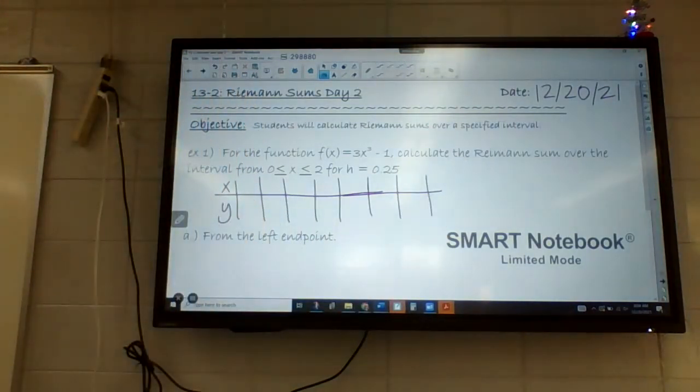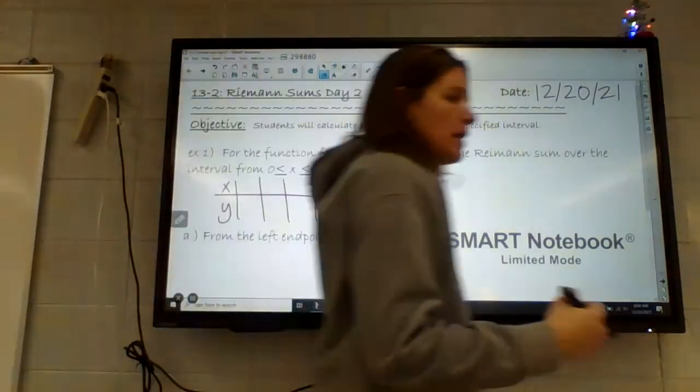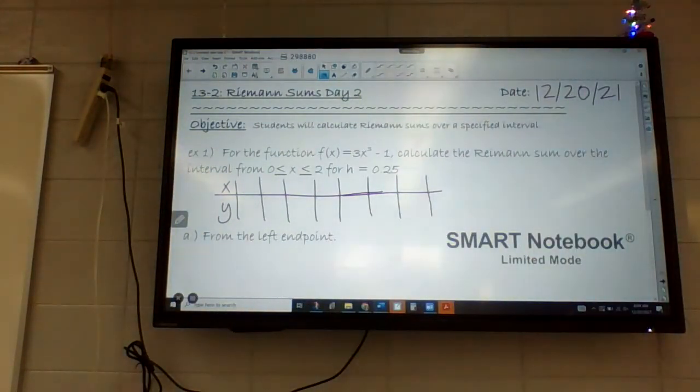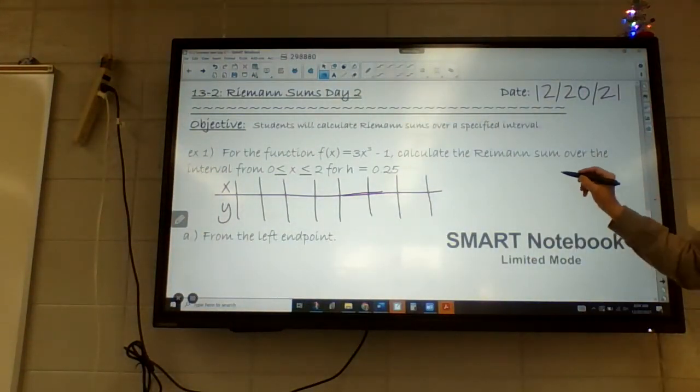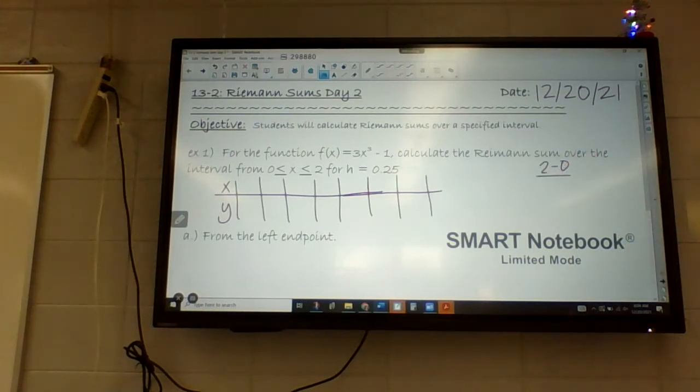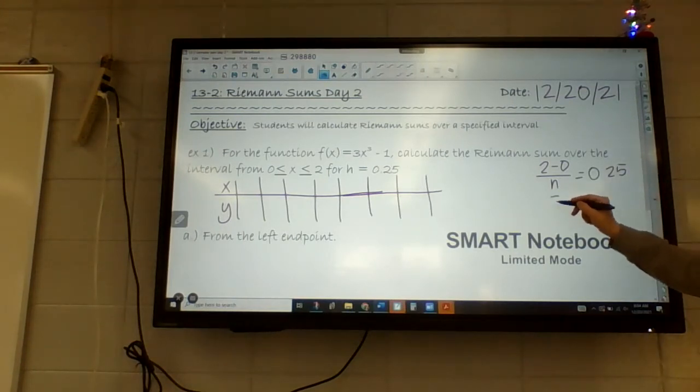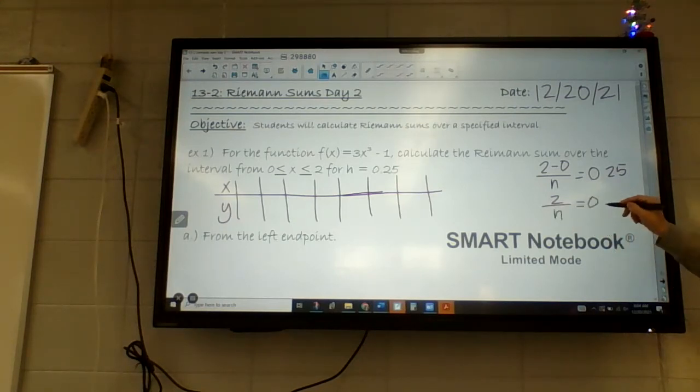What might be good is to figure out what n is, because we want to figure out how many rectangles we actually need, so I'm not making a whole bunch of boxes here. So remember, we basically figure out how much the interval is, we divide it by the n, and that should equal h, which in this case is 0.25. So this is 2 over n equals 0.25. How many rectangles should there be? 0.25 is a 1/4, so there should be 8 rectangles.